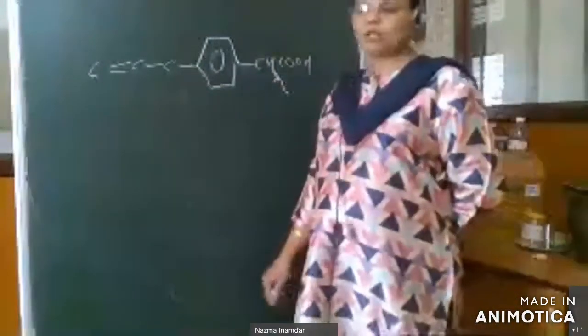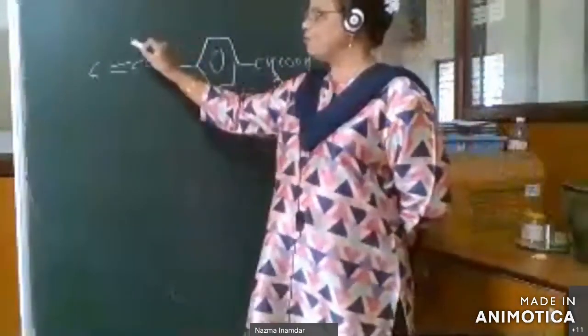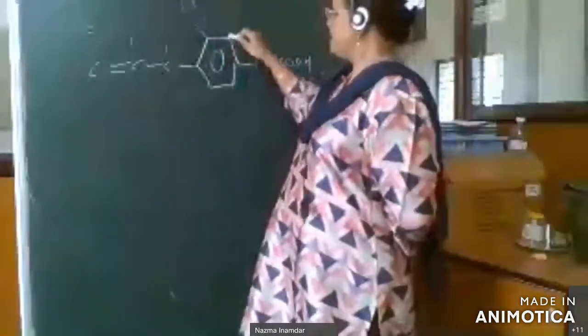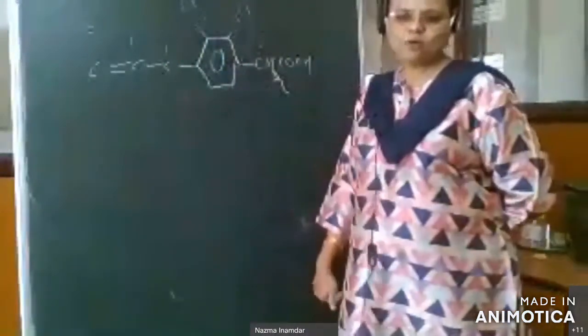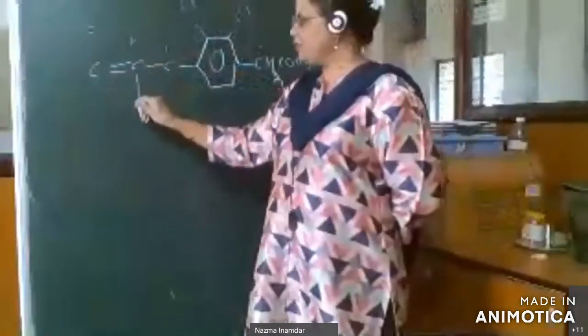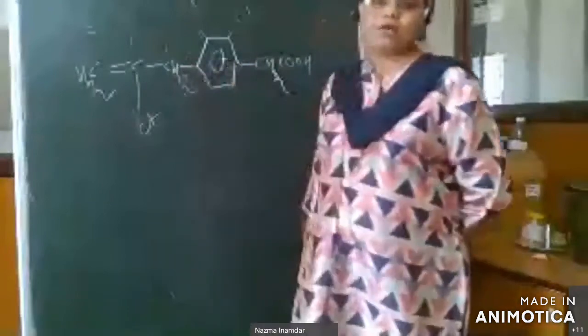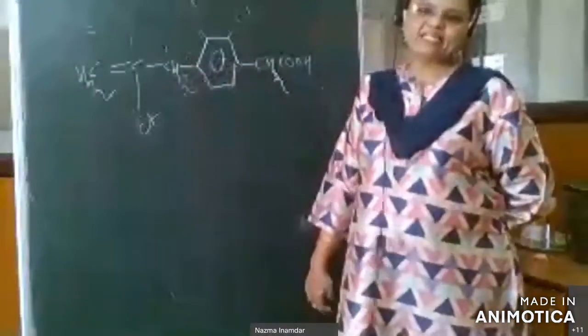Where should it be placed: position 1, position 2, or position 3? Let's see. Dichlorophenyl acetic acid. Now we have to put an ethyl group, so that will be ethyl with CH2. Okay, so this molecule will be ethacrynic acid.